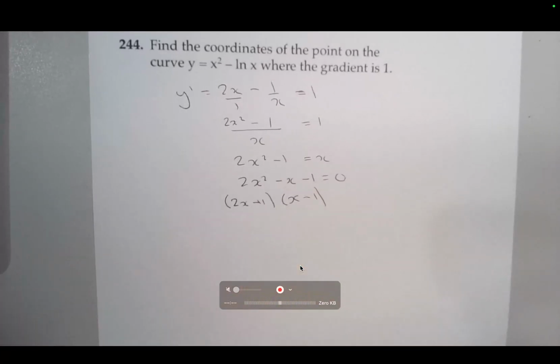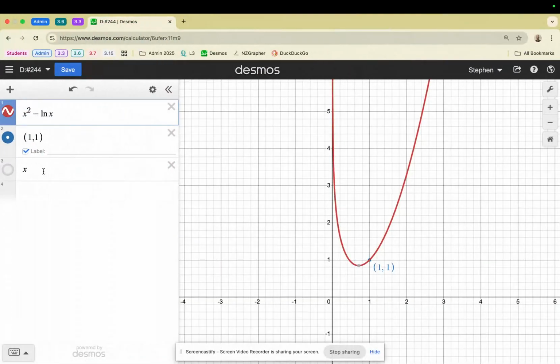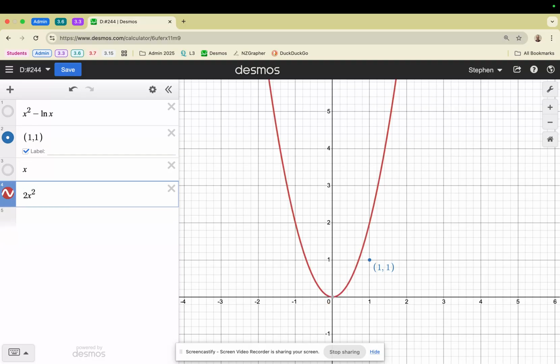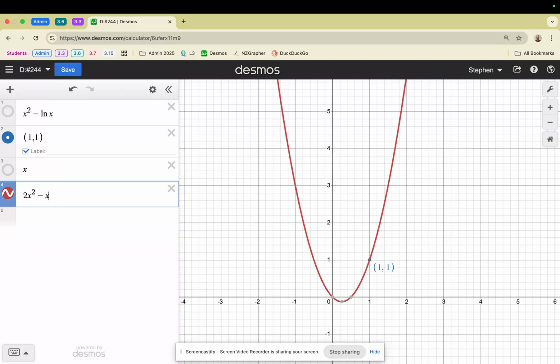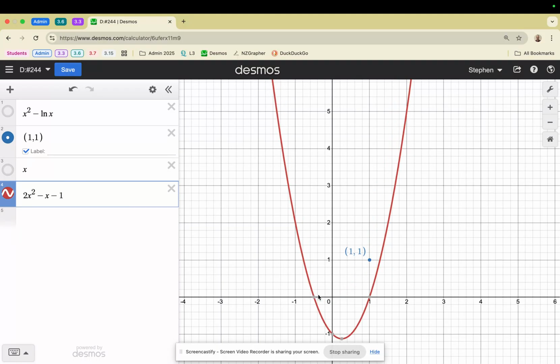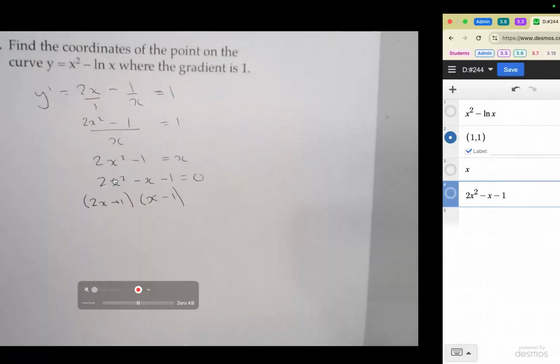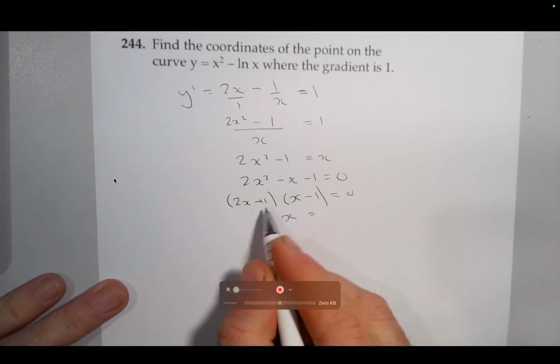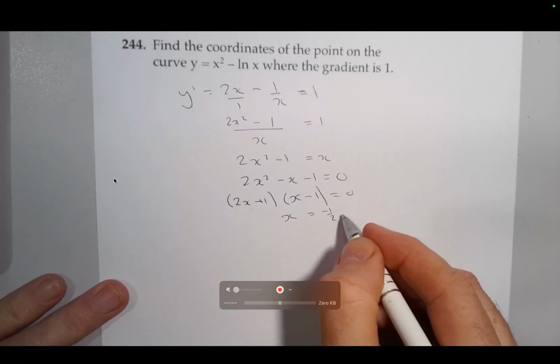So if you were to graph that, okay, if we were to just graph that here, say, let's just turn that off. What is it? 2x squared minus x minus 1. And there are the two solutions. One's negative a half and the other one is 1. Okay, so that's just a graphical proof. Put that equal to 0. And what are the two solutions? This one here gives you x equals negative a half. This one here gives you x equals 1.